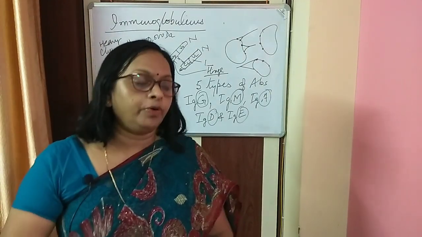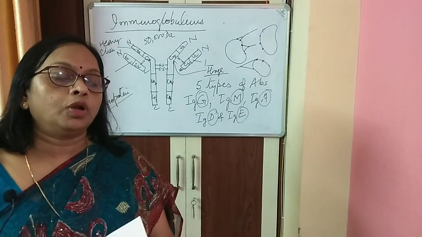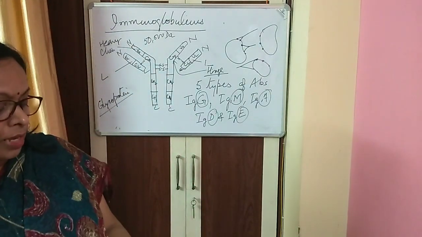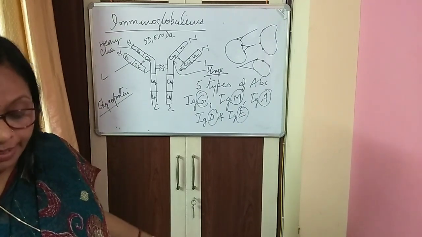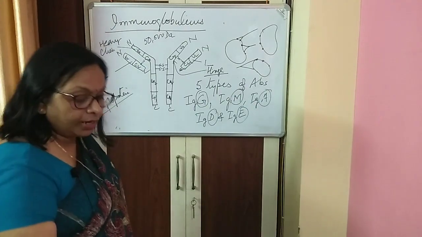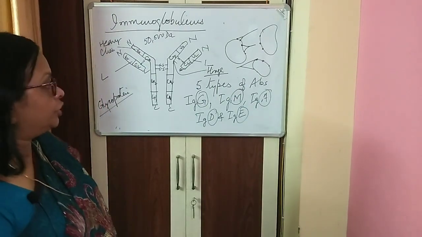Now the types of antibodies. Immunoglobulin G, you all know. This is the most abundant type of antibody, maybe 70% of the antibodies present in the blood are immunoglobulin G types.